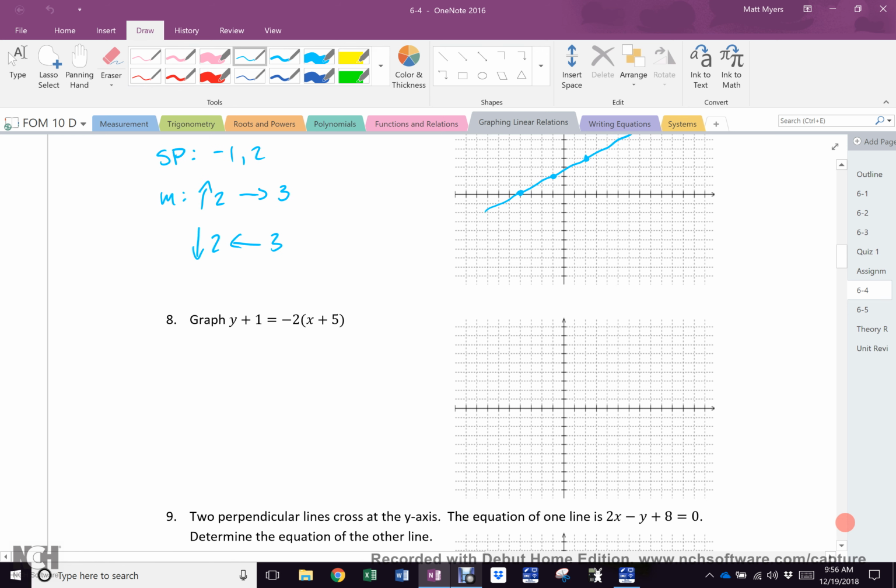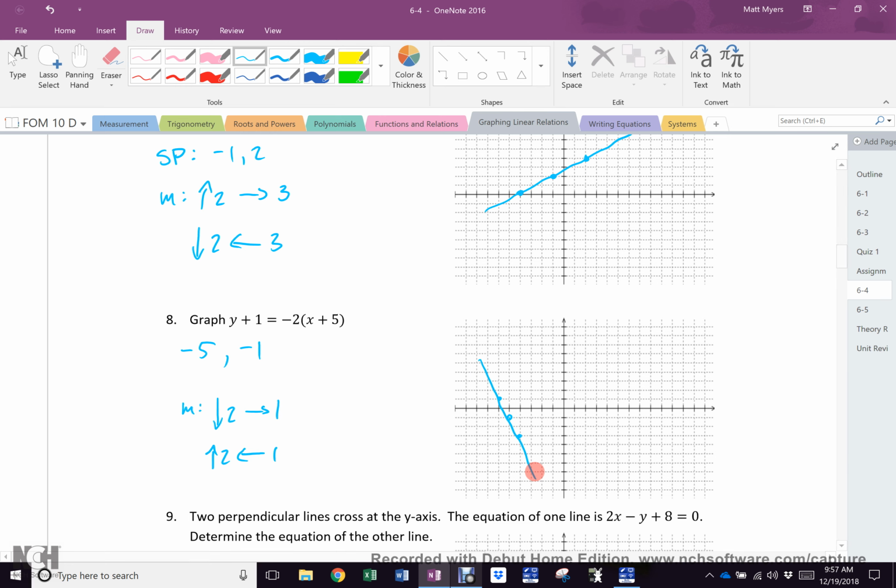Okay, 8, what's my starting point? Negative 5 and negative 1. Then what? What's my slope? Negative 2 over 1. So it is down 2 and right 1, or up 2 and left 1. Up 2, left 1, down 2, right 1. And there's my line. Is everybody good?